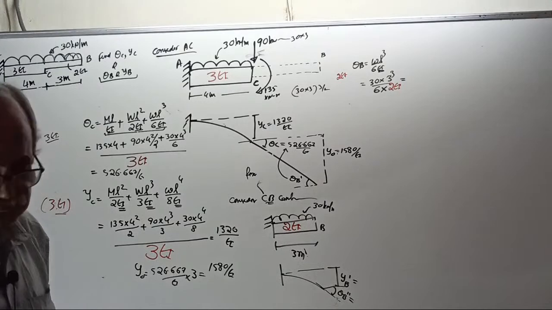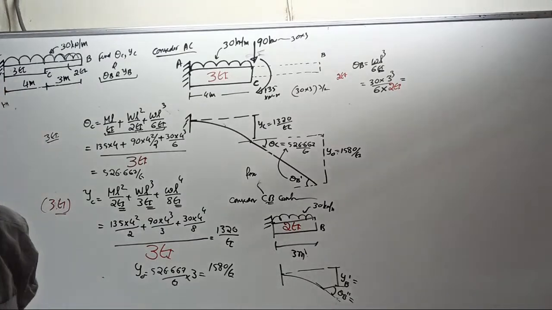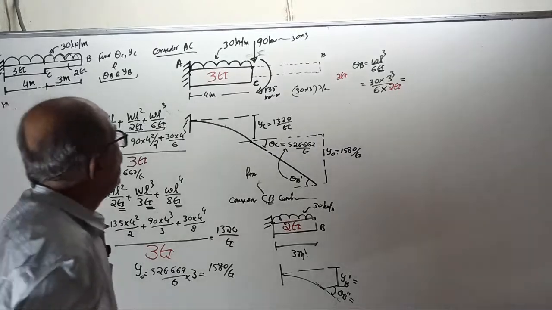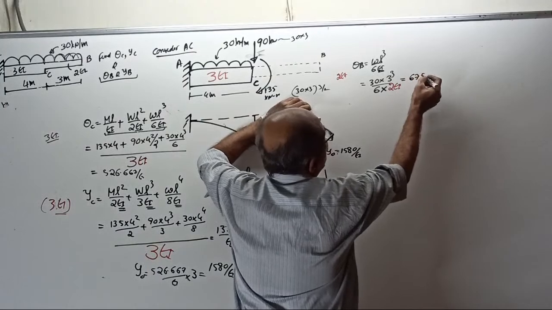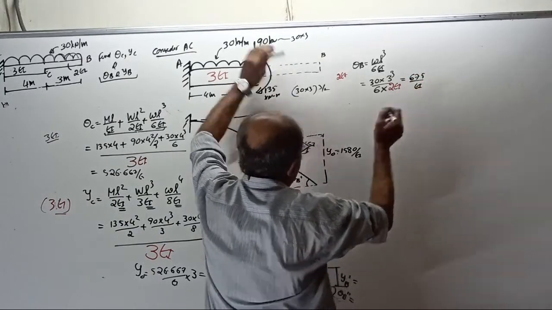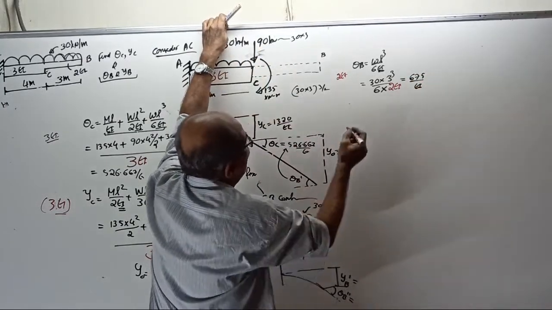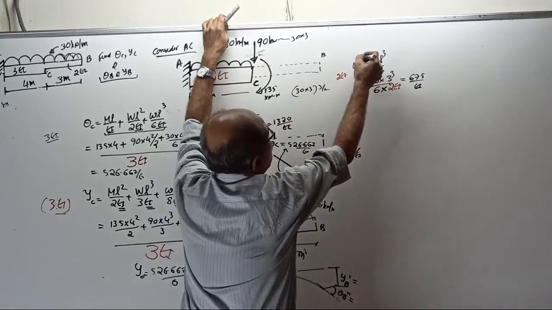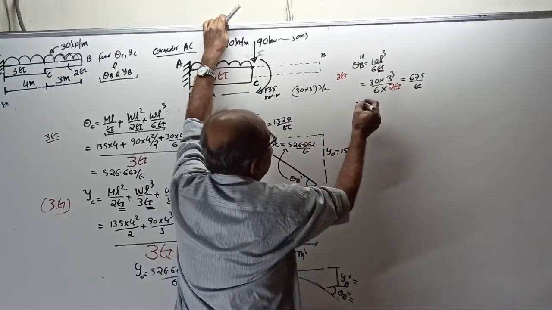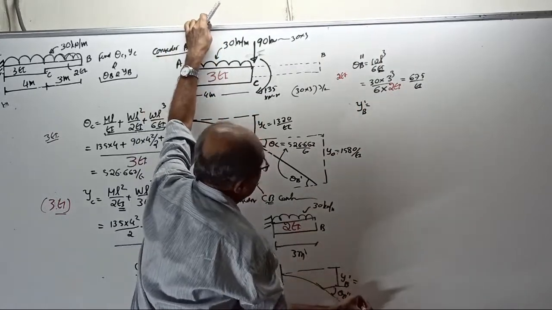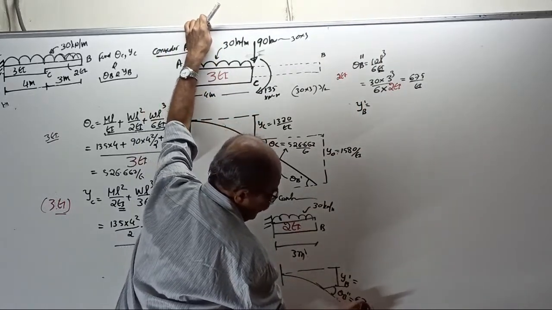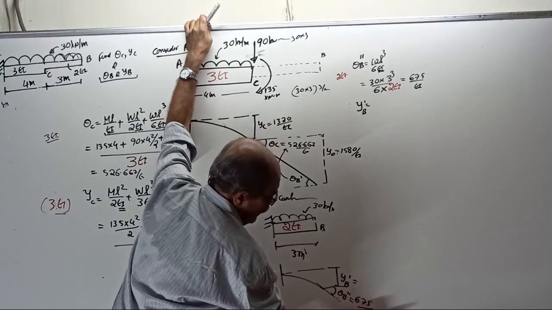Quickly, quickly. The answer is 67.5 by EI. And this is theta B double dash. Then the extra deflection at B dash, how much? Calculate the value and enter it here.